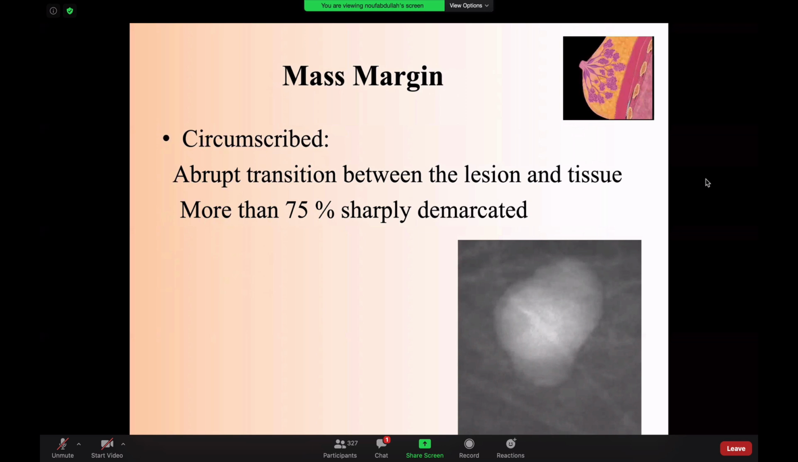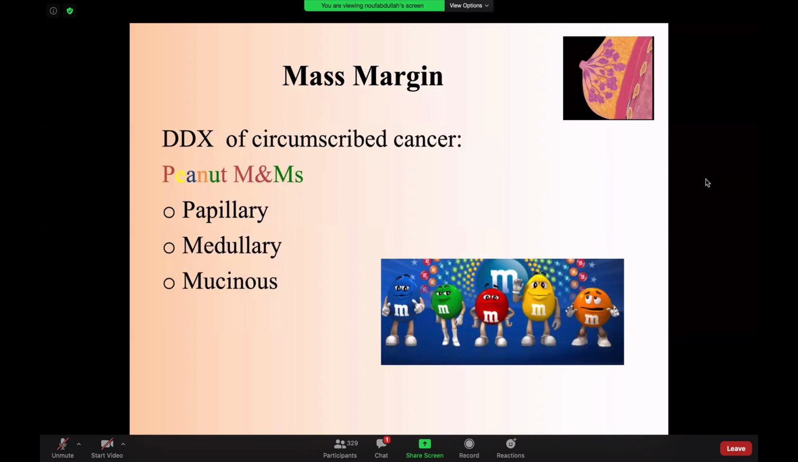So this is what a circumscribed lesion looks like. The definition of a circumscribed lesion as per BI-RADS is an abrupt transition between the lesion and the tissue, where 75% of the lesion you will be able to identify the margin. This is your typical description for a well-defined circumscribed lesion. We talked before about fibroadenoma and cysts, and then you might get a well-circumscribed cancer, and this is the 3 types.